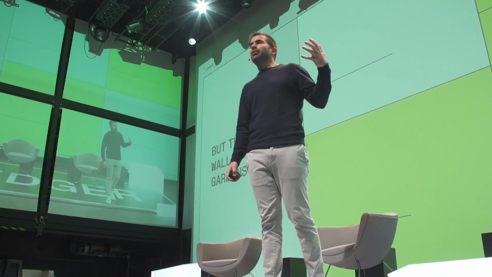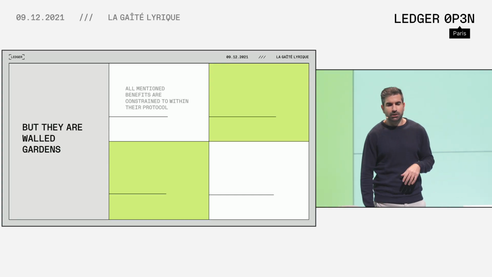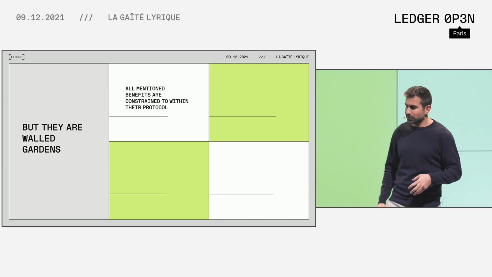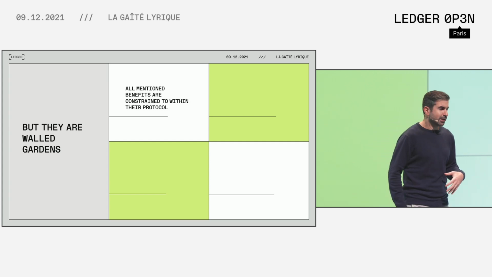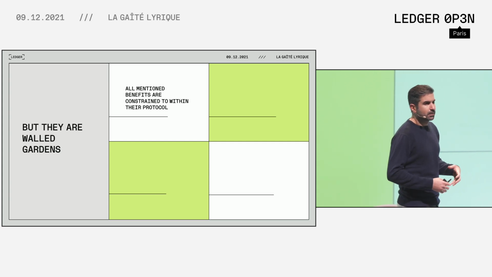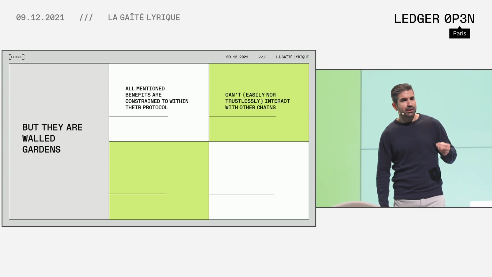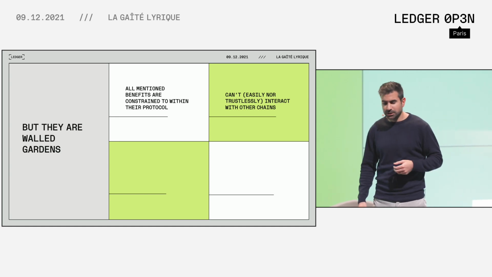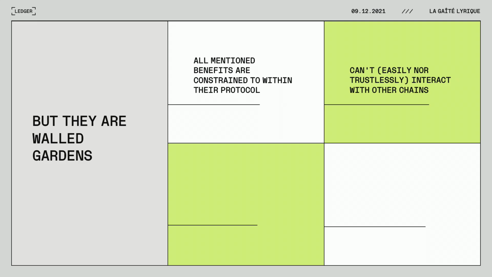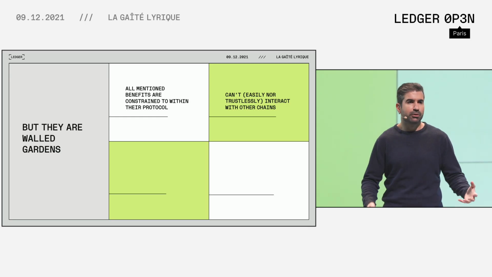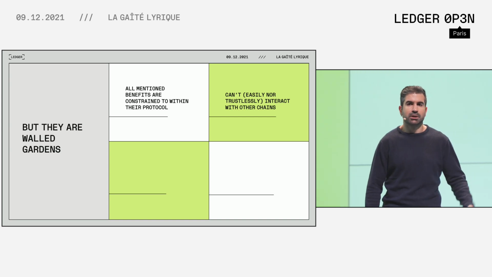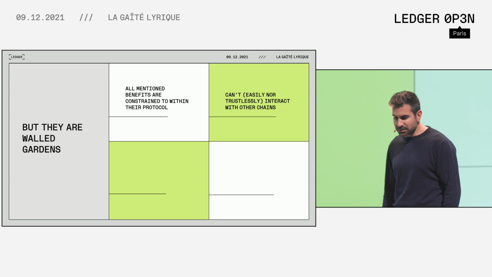All the great things I just mentioned are kind of closed to the ecosystem of the blockchain you're in. So if you're on Ethereum, or on Algorand, or on Bitcoin, you're just locked to this specific ecosystem. And you cannot easily, nor trustlessly, transact with other blockchains or with any other entities. For example, if you want to trade ETH and Algo, one for the other, you cannot just do that easily. If you have USDT on both networks and you want to transfer them from one to another, that's not an easy task.